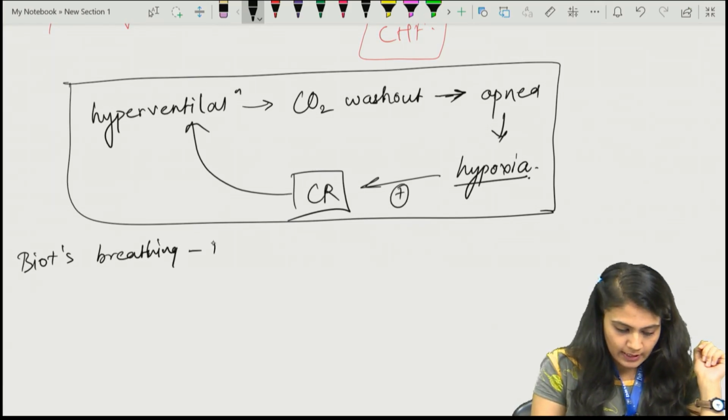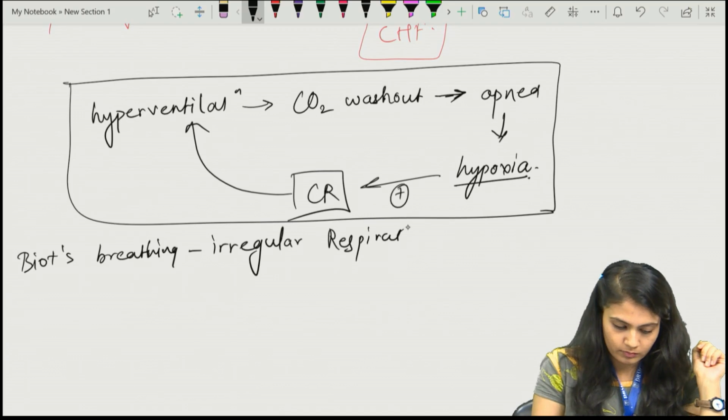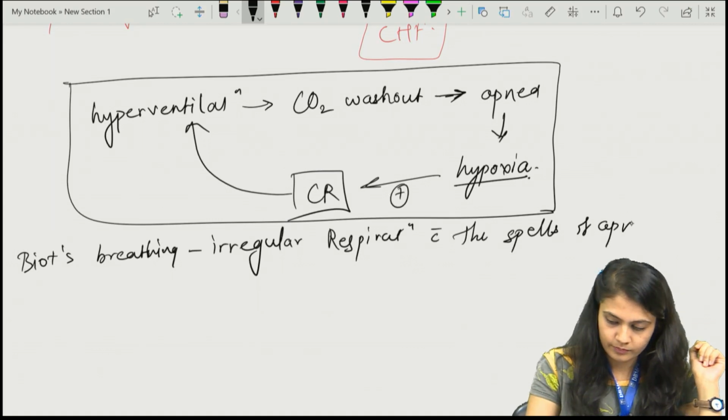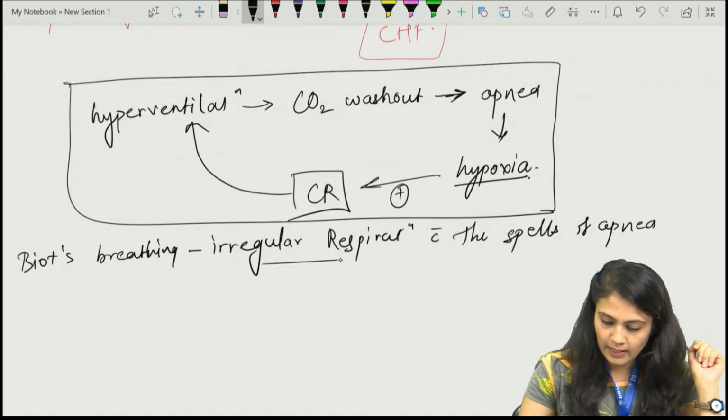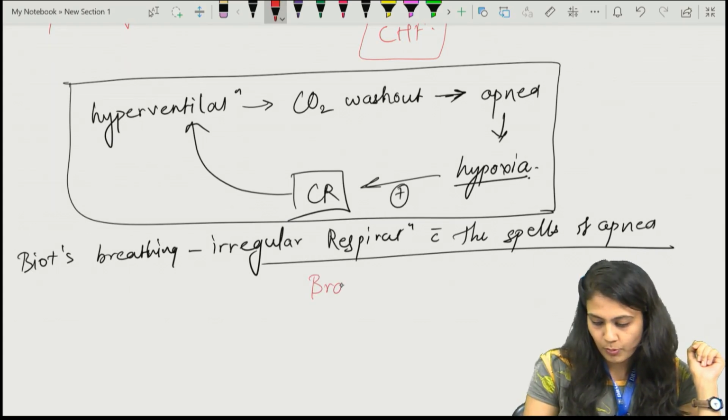Biot's breathing is irregular respiration with spells of apnea, and it is seen mainly in brainstem injury.